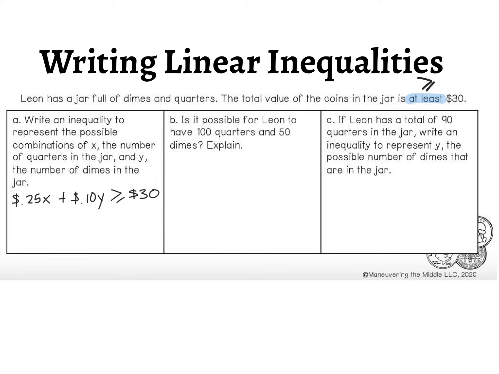Now we want to answer some questions from it. Is it possible for Leon to have 100 quarters and 50 dimes? Is it possible for this to happen in this scenario? All we got to do is substitute the 100 quarters into x and the 50 dimes into y and find out, is that still at least $30? If I add these two together, will I still have that amount? So we'll plug them in, and this is what it'll look like.